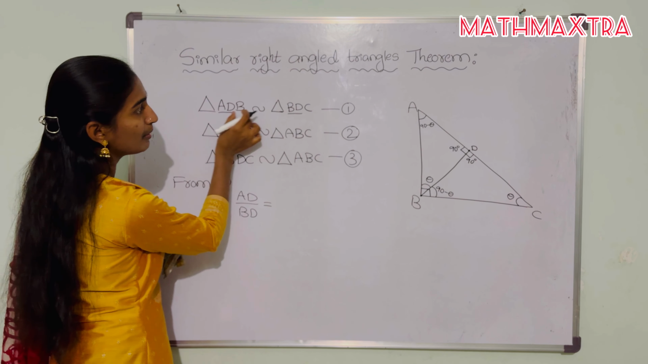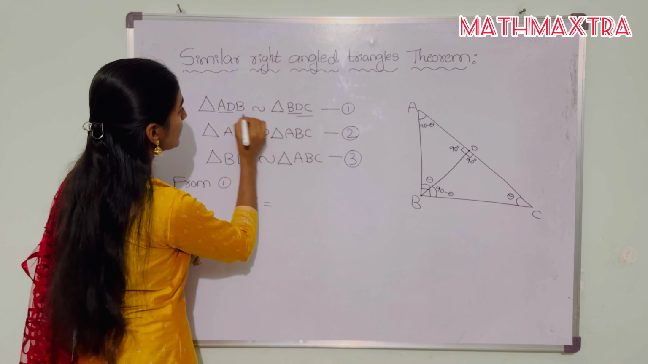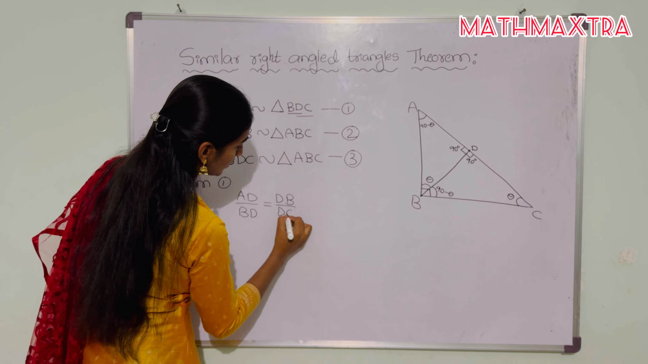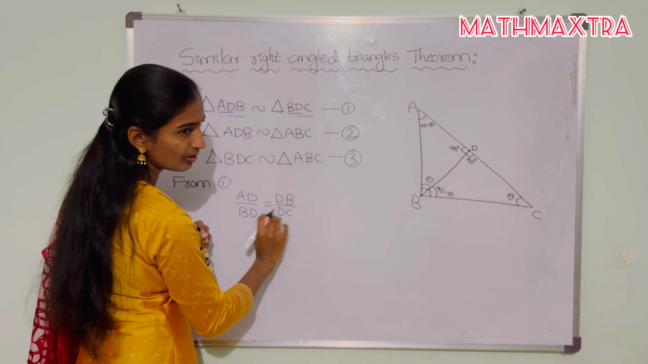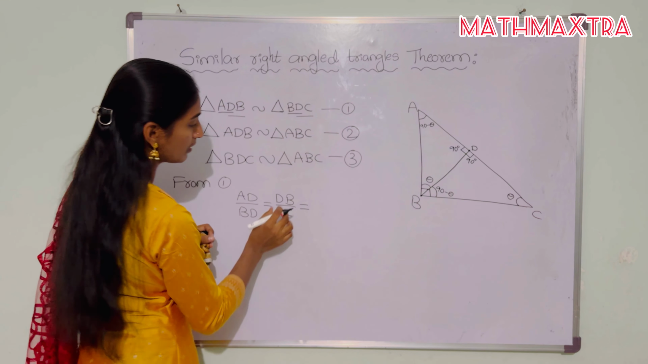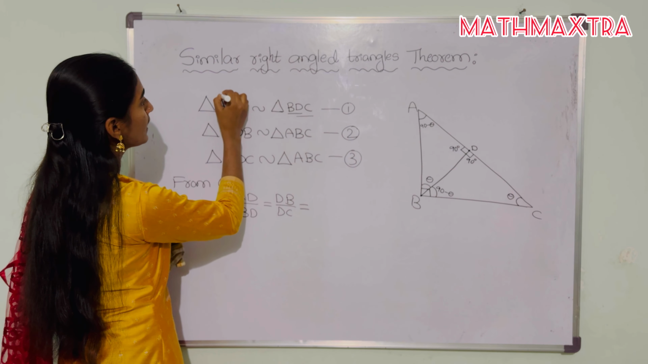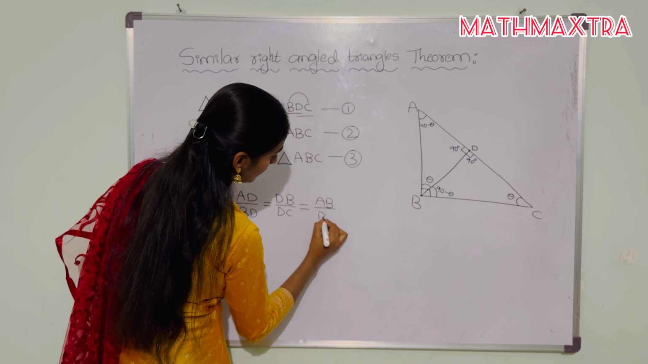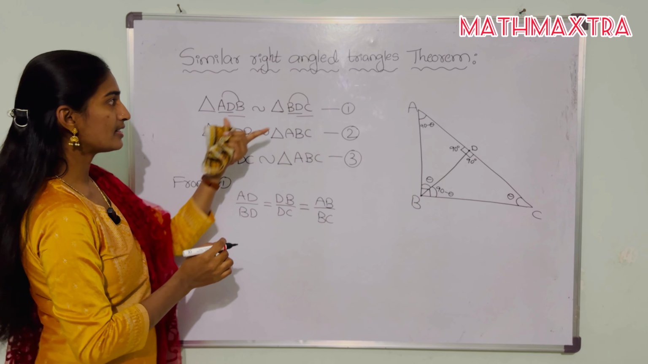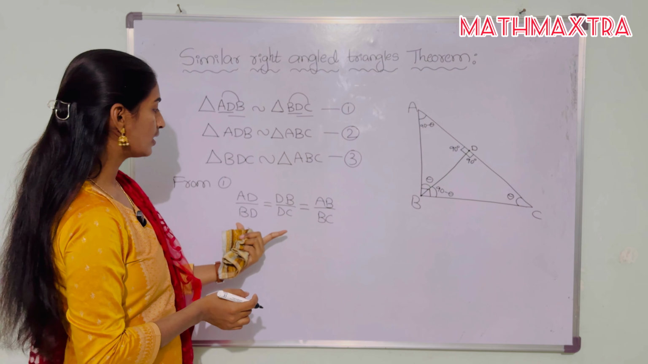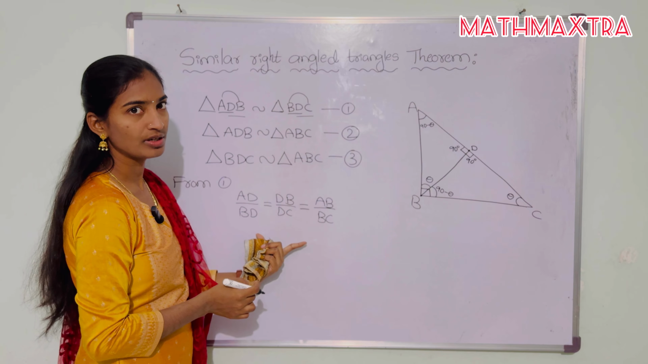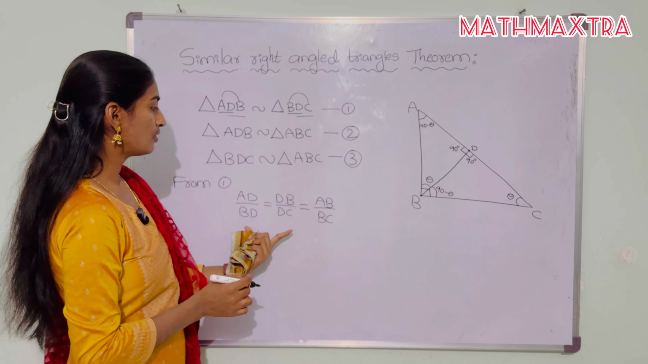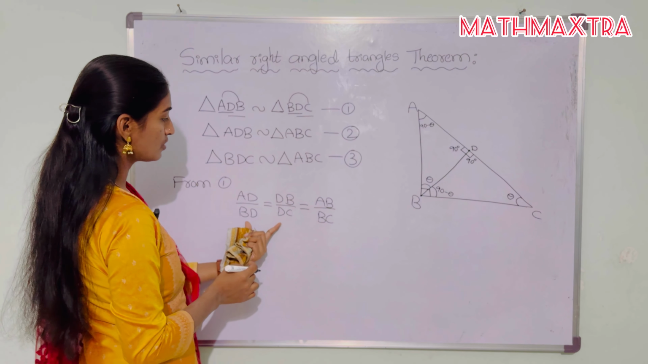Next, DB by DC. You can write either BD or DB, CD or DC. That is for our convenience. And the next one is AB by BC. Yes, as these two are similar triangles, we have concluded that the sides are proportional, corresponding sides are proportional. That is why we have written this relation.